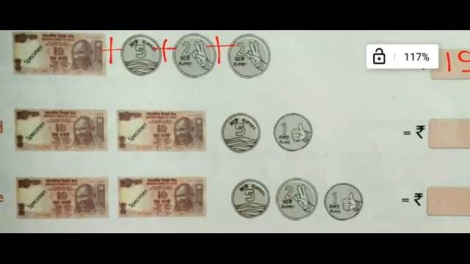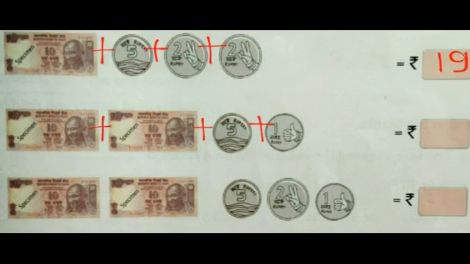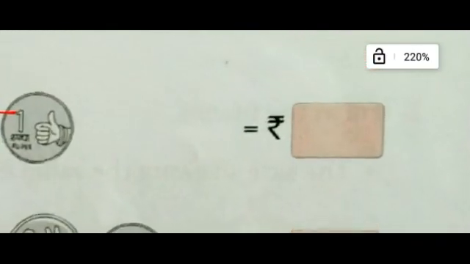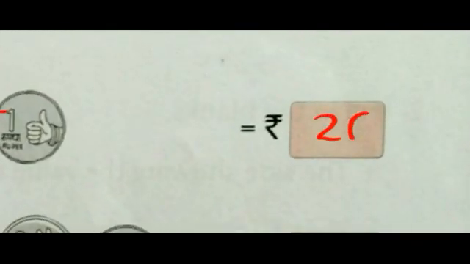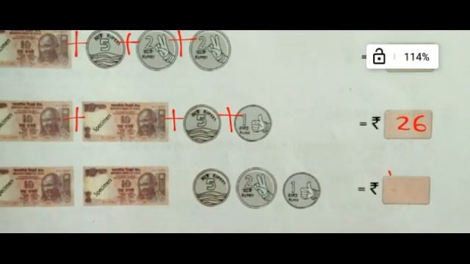So let's do this one now. 10 plus 10 rupees. It is equals to 20 rupees. Okay. Now 20 plus 5 is 25. 25 plus 1, 26. So we can write here 26 rupees. Okay, scholars. Now this one I am leaving it for you. You have to try it yourself.